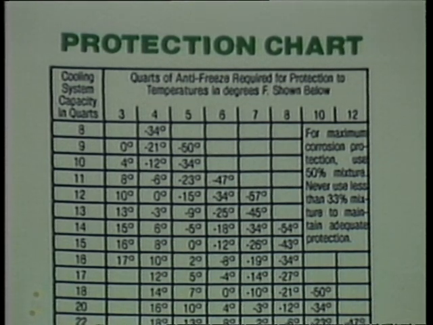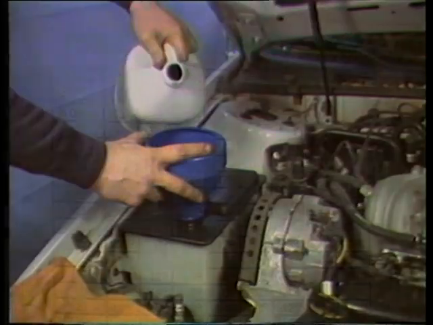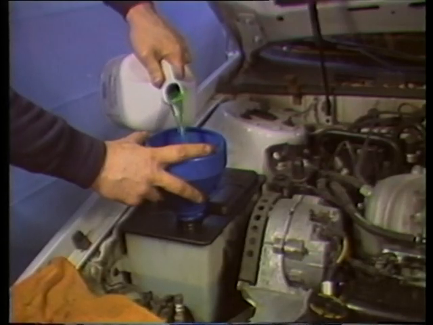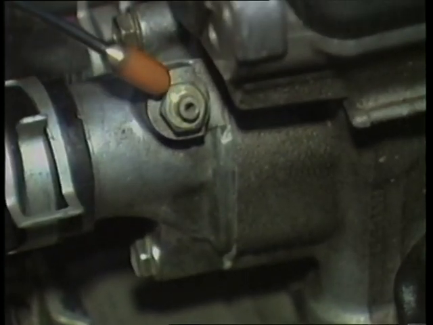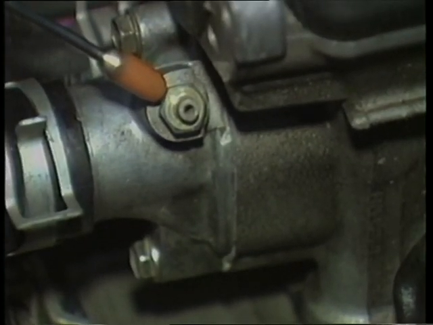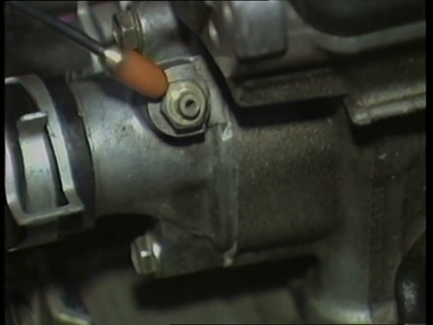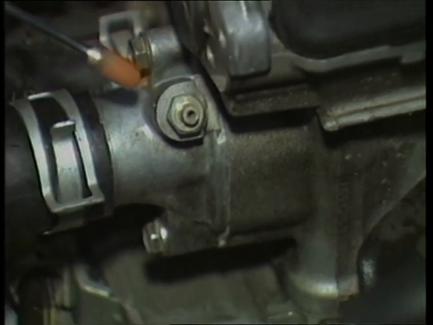A bleed valve is sometimes provided near the top of the engine to help remove air when filling the system. If a bleed valve is not provided, crack open the top radiator hose to help purge the air when filling.